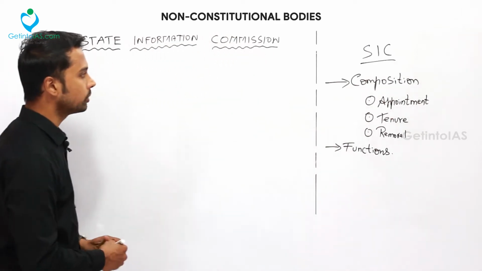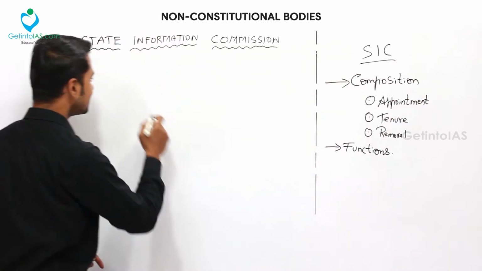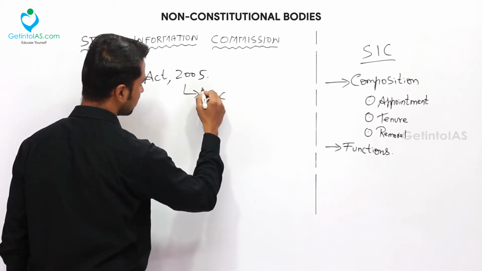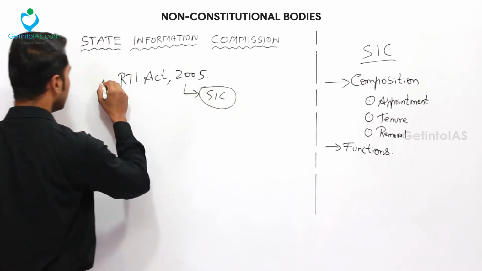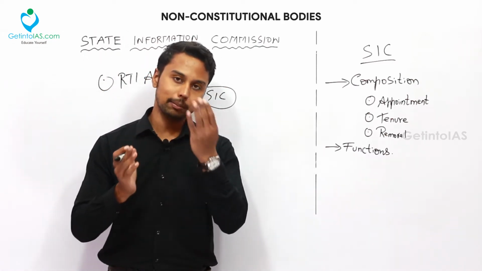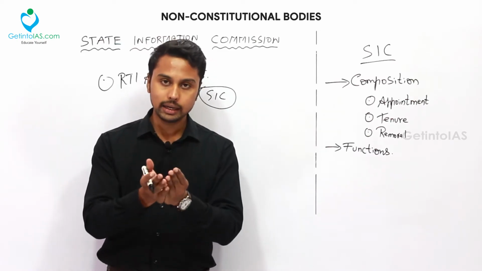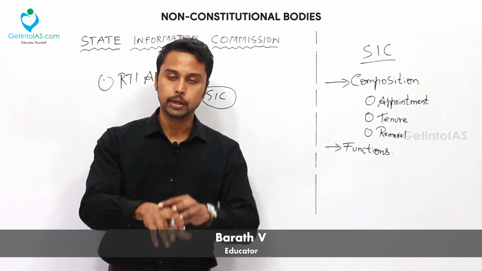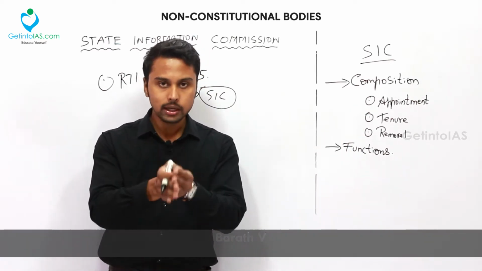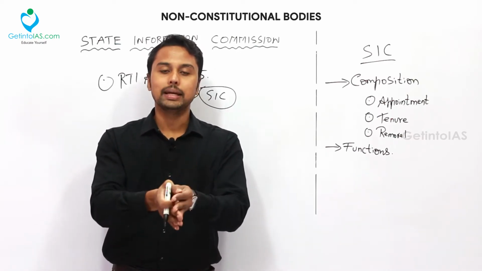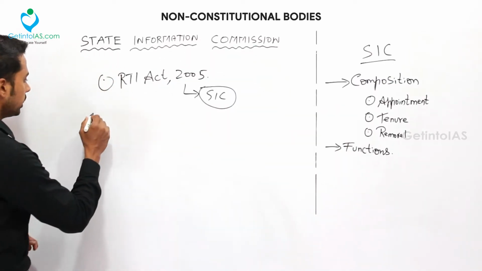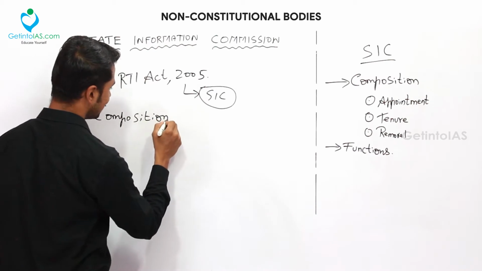So the same points, we will start with the origin of the SIC. It is from the RTI Act 2005. From this Act only, this SIC body has been formed. So it is a statutory body that we all know, and this SIC deals with the complaints and appeals pertaining to RTI, only to that state government. All the respective 28 state governments have formed this SIC, and these SICs can only inquire into or intervene in the complaints for the respective state governments only. That is your SIC.